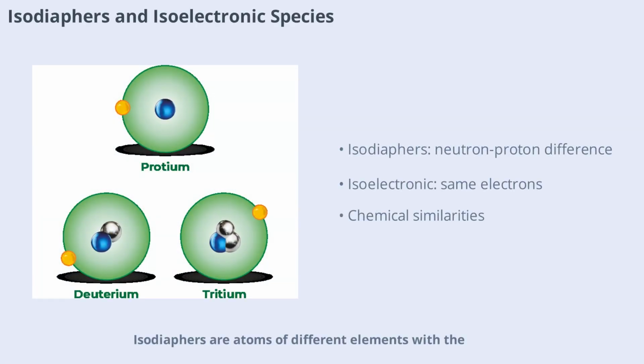Isodiaphers are atoms of different elements with the same difference between the number of neutrons and protons. Isoelectronic species are atoms, ions, or molecules with the same number of electrons. These concepts help explain similarities and differences in chemical behavior and properties among various substances.